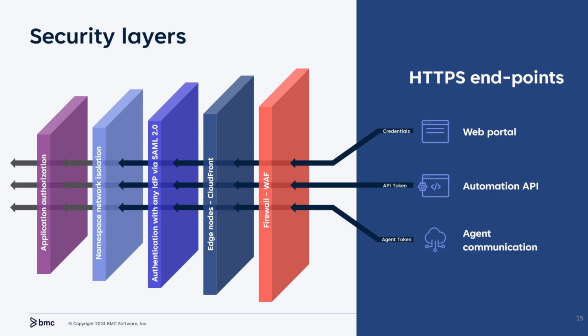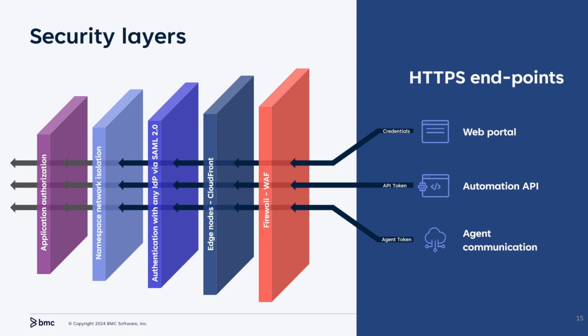And to build on that, this slide shows how security is enforced end-to-end in Helix Control M through multiple layered controls. So all access into Helix Control M enters through HTTPS endpoints, whether that's the web portal, automation API, or agent communication. At the edge, traffic is protected by application firewall, followed by CloudFront edge nodes for secure ingress.